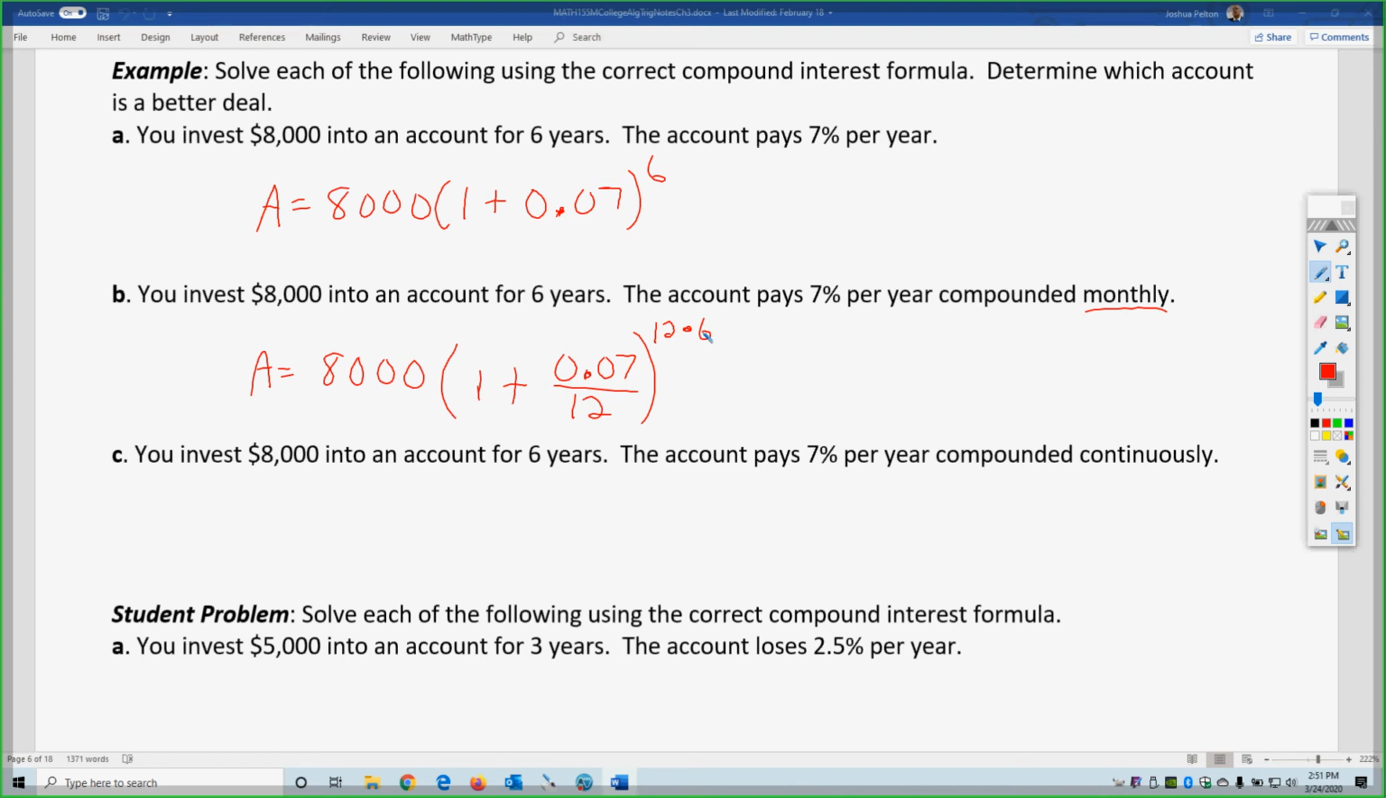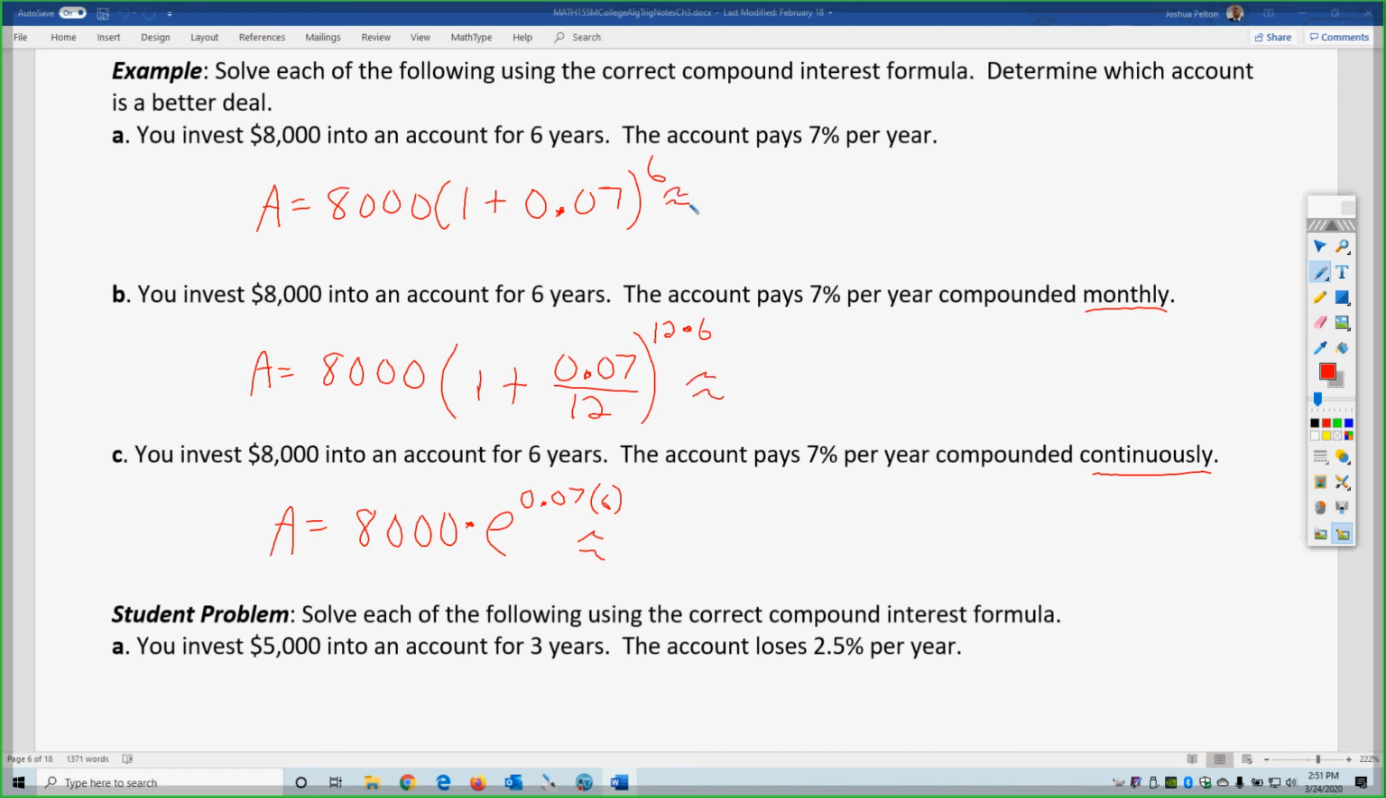And the last one says compounding continuously. So that's the PERT formula, the third one. So you have A equals 8,000 times e to the 0.07 times 6.